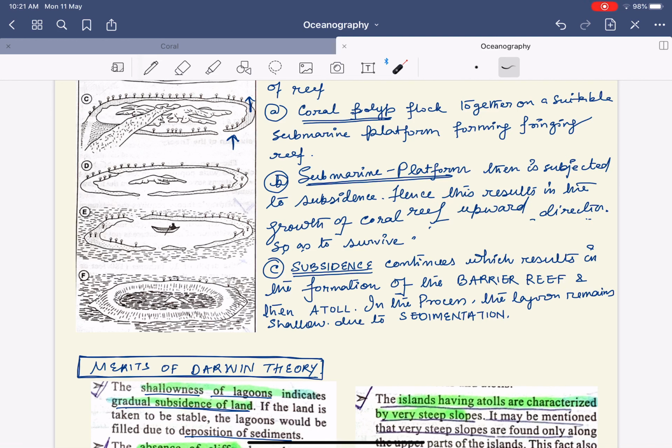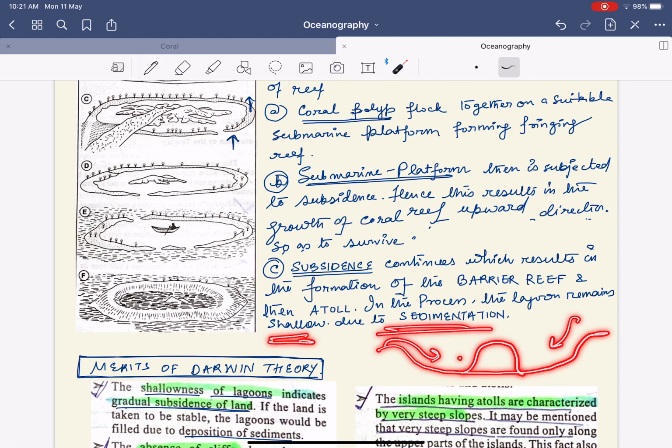Now basically the question was, why did the coral grow upward? Because to survive, because the coral cannot live within deep waters. Next, subsidence continues, which results in the formation of the barrier reef and then the atolls. In the process, the lagoon that has been formed around the atoll remains shallow because of the sedimentation. Now what are the merits of this theory?